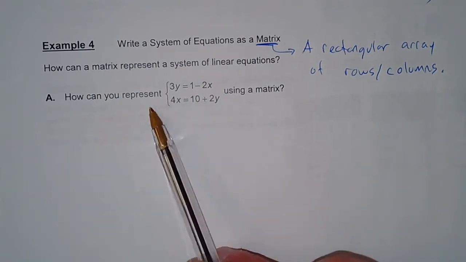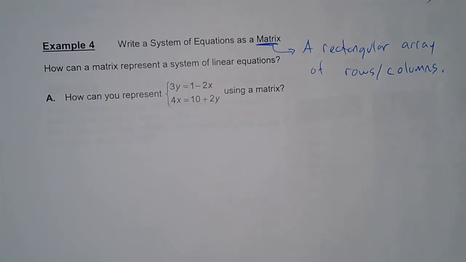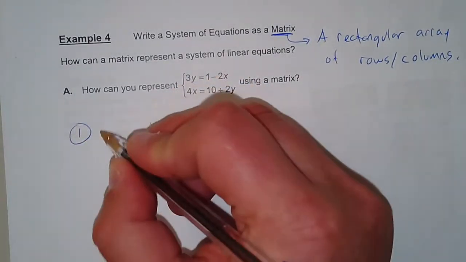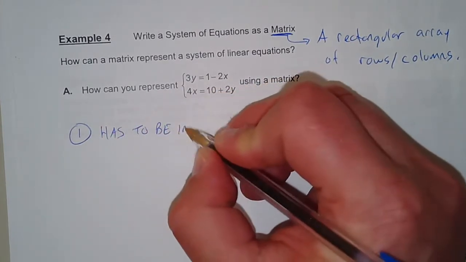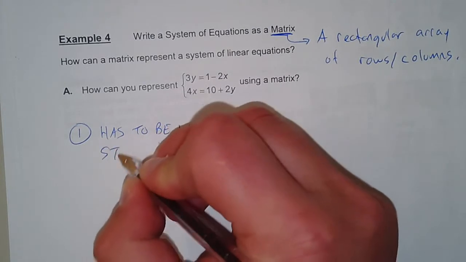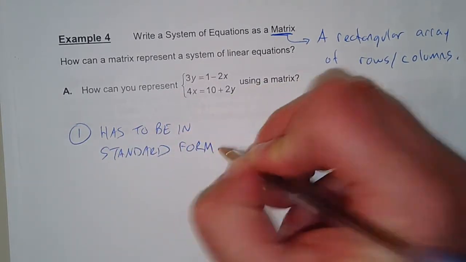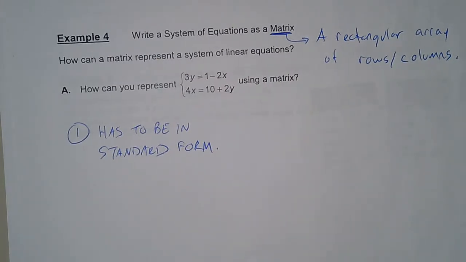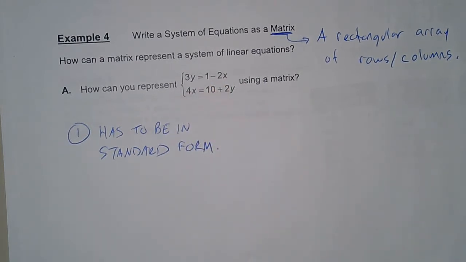So it says, how can you represent this system using a matrix? There's a couple rules about this. The first rule, number one, it has to be in standard form. Remember, we talked about standard form yesterday. Standard form is ax plus by equals c. In other words, you want your x variable, then your y variable, and then equal to whatever number. You'll notice none of these are in standard form, so we'll have to mess with that in a second.